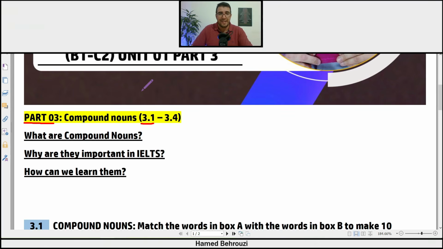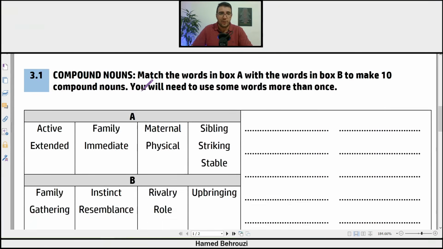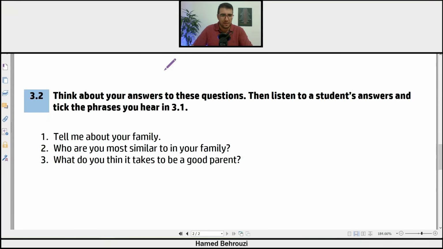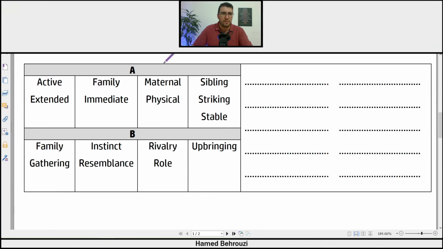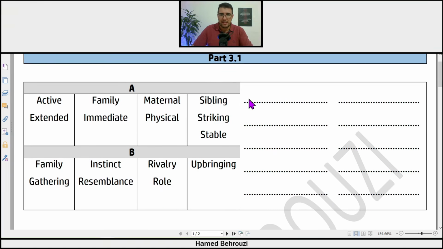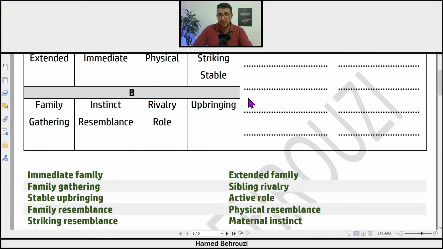So the first part is finished, of course. We haven't even started yet. We are going to the first part, 3.1. It's a very simple exercise. It says match the words in box A with the words in box B to make 10 compound nouns. I have already mixed them and made the compound nouns for you. We can say immediate family.